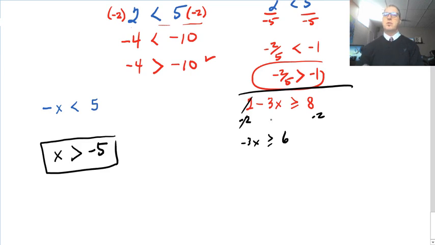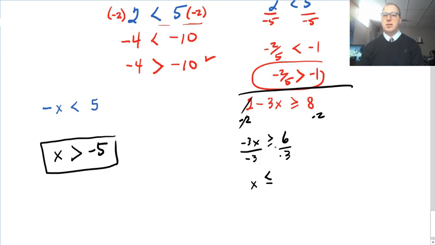Don't flip the sign when you add or subtract. Do not flip the sign when you add or subtract. But at this point, when I have to divide by a negative 3 here, in order to get x positive and all by itself, then I flip the signs. And of course the equal sign doesn't flip, right?